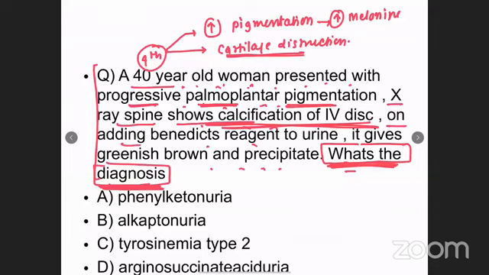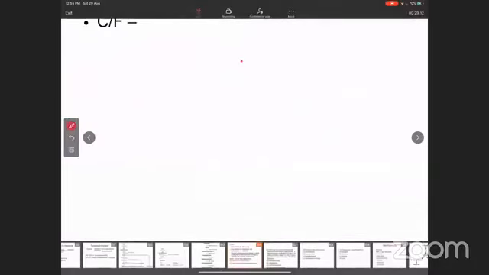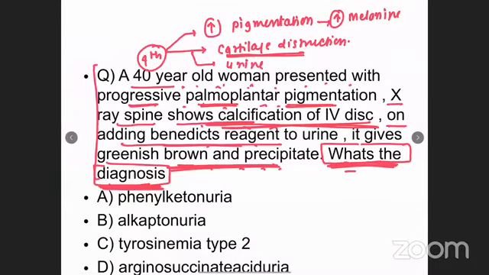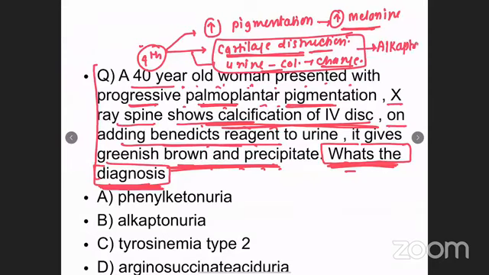The third thing is that on adding Benedict reagent to the urine, it gives a brown color. So the urine is changing color. Urine color changes to dark brown-black when you add the Benedict reagent. So I have got three pieces of information: a fourth decade of life, increased pigmentation, cartilage destruction, and urine changing color. By this itself, I can make a diagnosis of alkaptonuria. Just now we have discussed it, so it is easy to correlate.